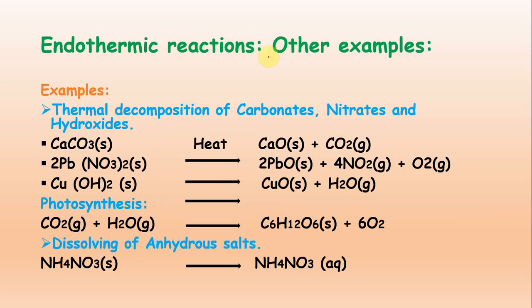Now these are other examples of the endothermic reaction. Number one, as I have just discussed, is the thermal decomposition of carbonates, nitrates, and hydroxides. The first is calcium carbonate. It is in solid state. When you heat it, it will produce two products: calcium oxide in solid state, then CO2, carbon dioxide gas. The second example is lead nitrate. It is in solid state, and it will produce lead oxide, nitrogen dioxide gas, and then oxygen, which is also a gas.